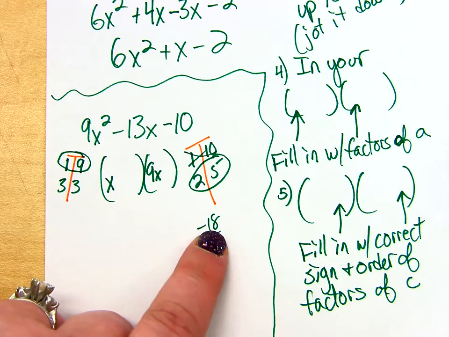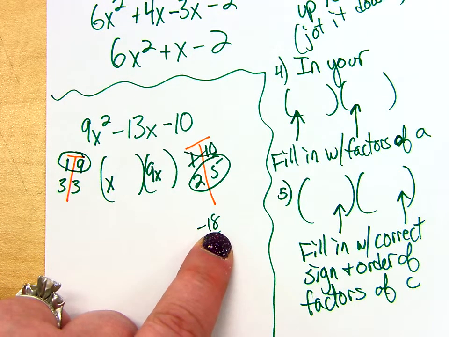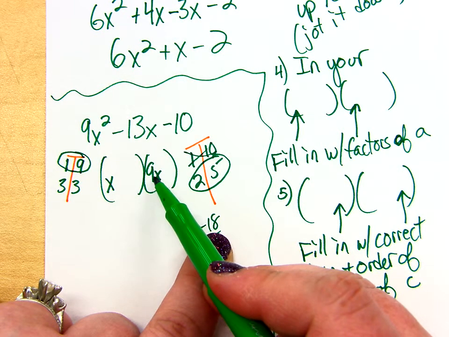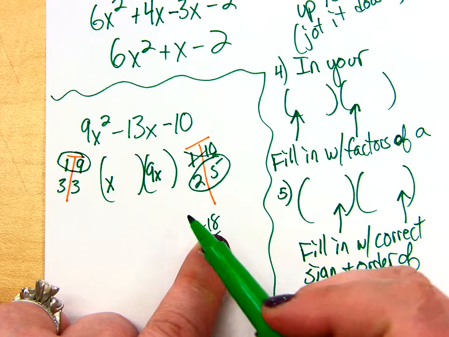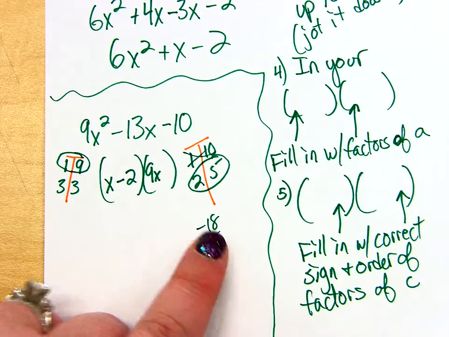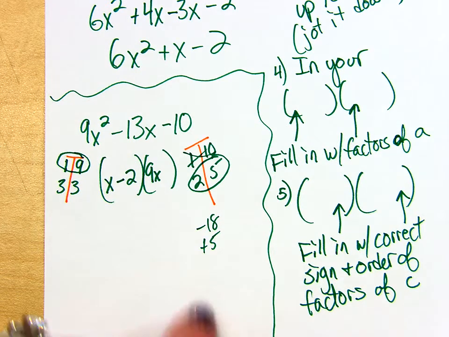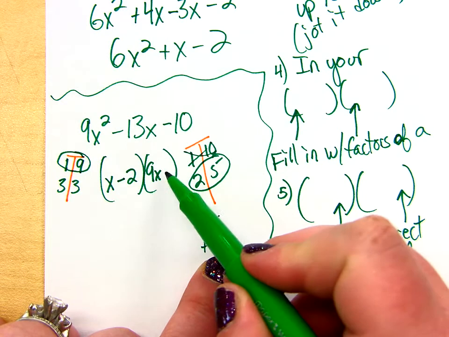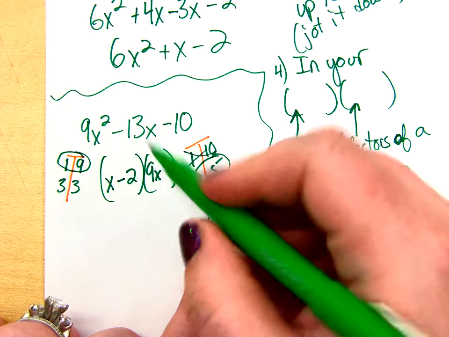Okay? So, for example, to get to the negative 18, I have to do 9, and then what am I going to multiply 9 by to get to the negative 18? So that has to go in the other set of parentheses, because I'm going to multiply those two together. And then I also wanted a positive 5. Well, there's a positive 1, so this must be a plus 5.